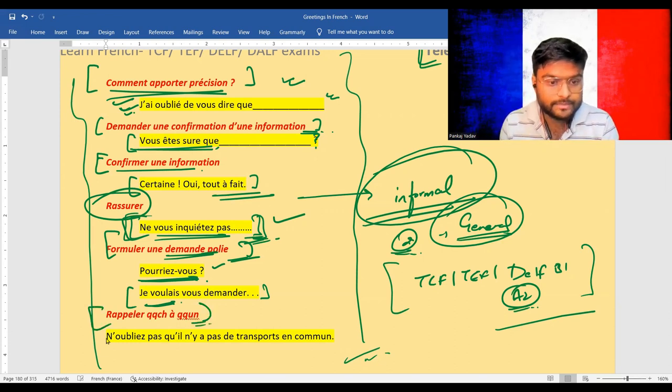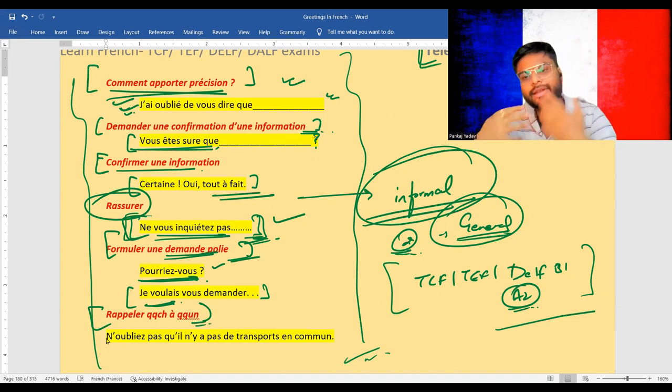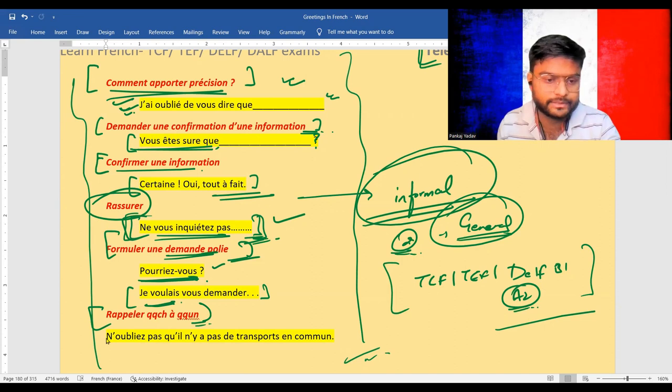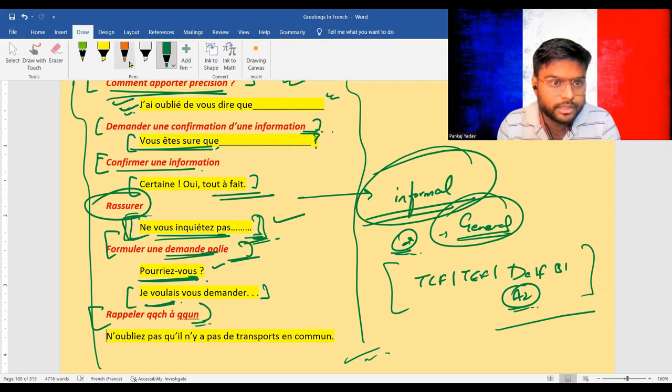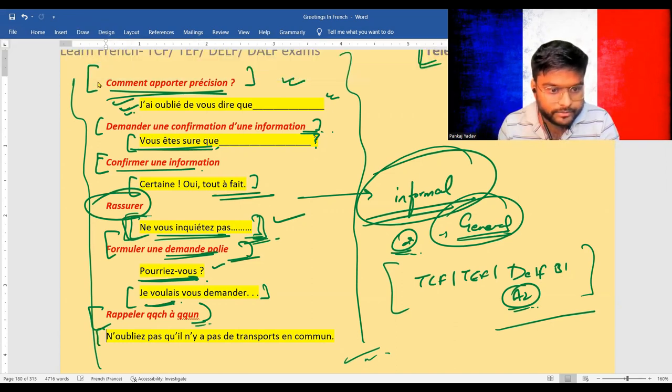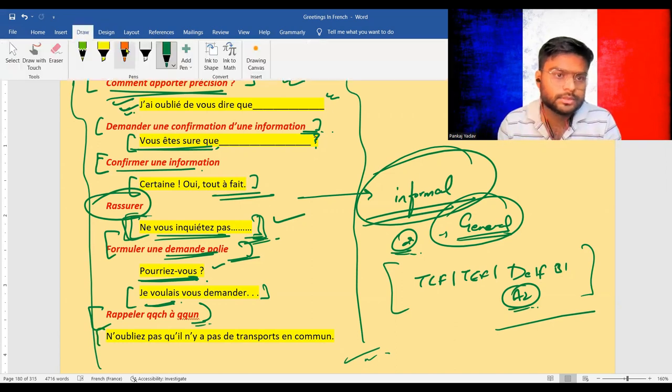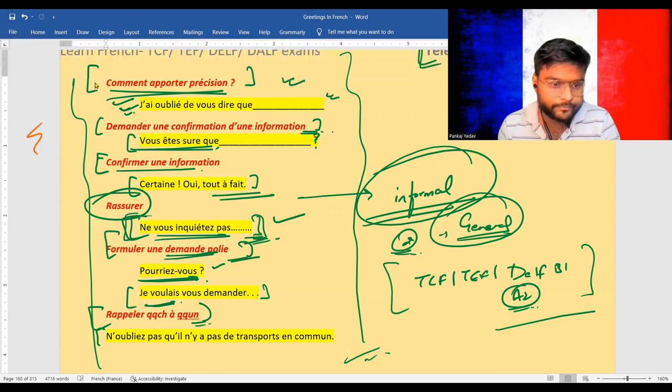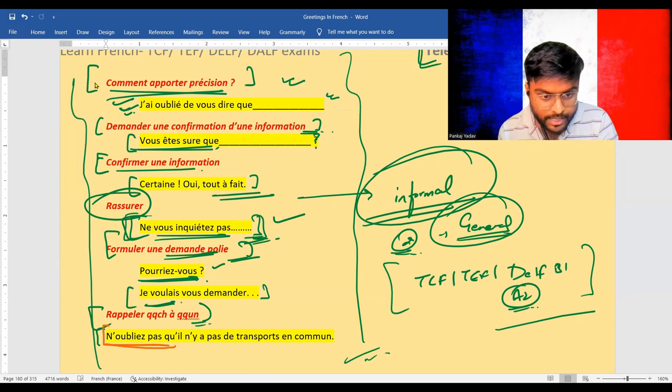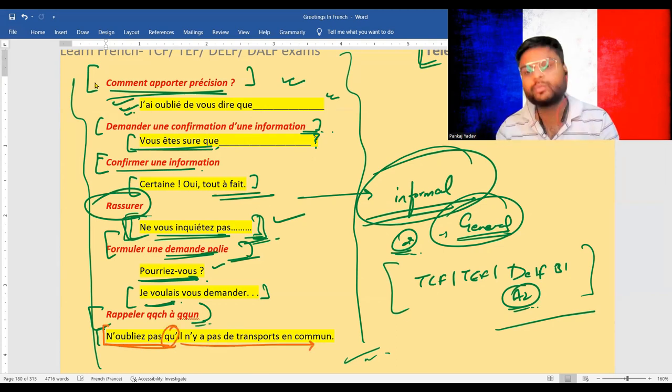All right. Rappeler quelque chose à quelqu'un. "N'oubliez pas qu'il n'y a pas de transport." Do not forget, that kind of a sense is there in this one. In this one, the main part is "n'oubliez pas que", and after "que", you can use whatever you want to.